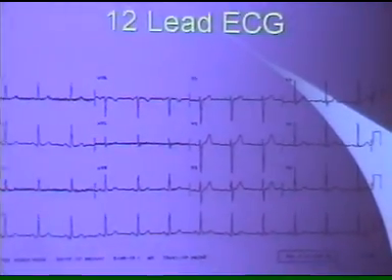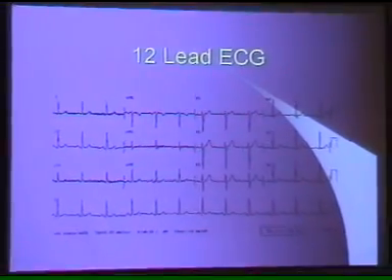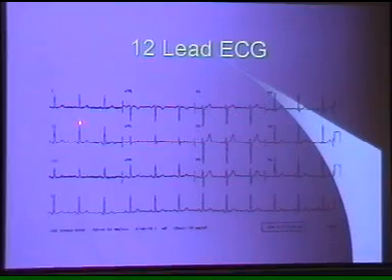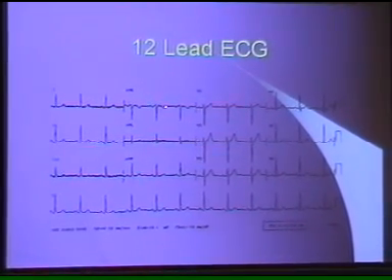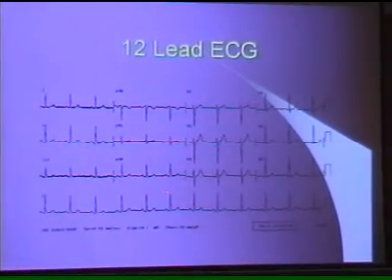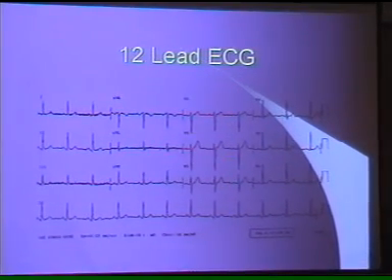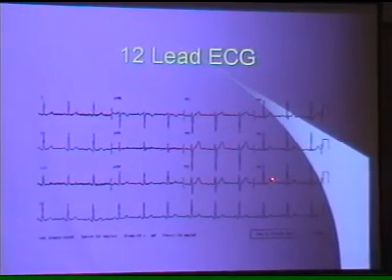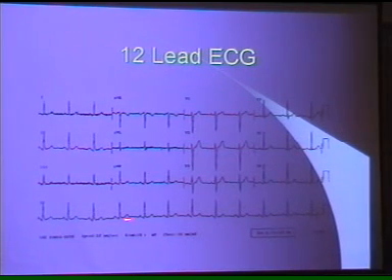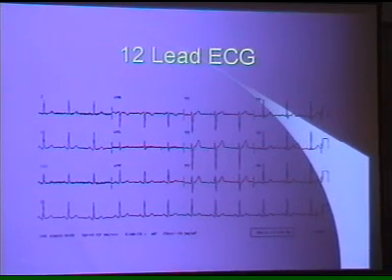That's better. Now the 12 lead ECG consists of lead 1, 2, and 3, AVR, AVL, and AVF, and V1, V2, V3, V4, V5, and V6. And we usually have a long strip of lead 2 at the bottom for the rhythm.